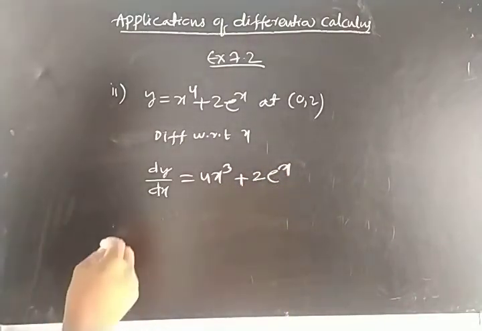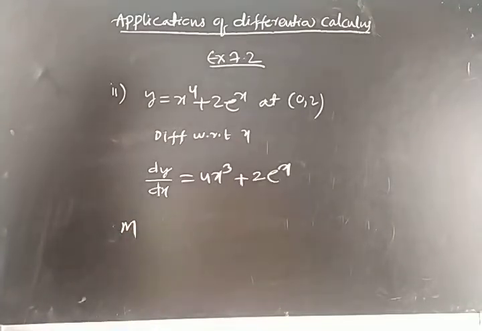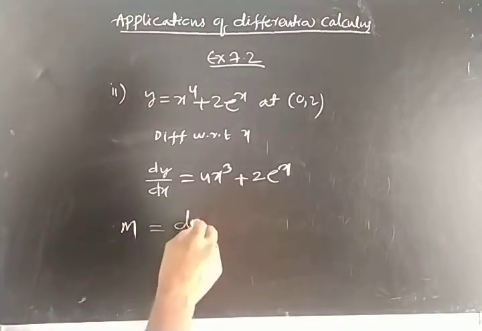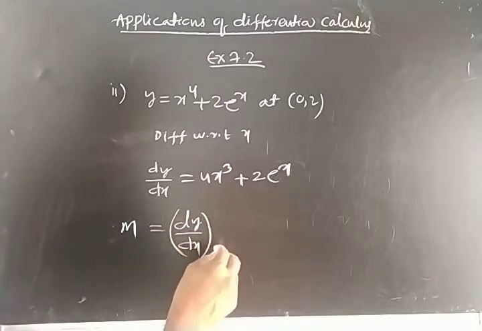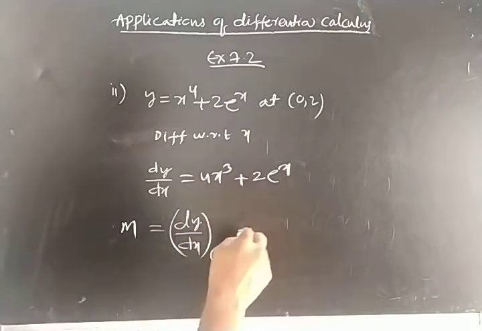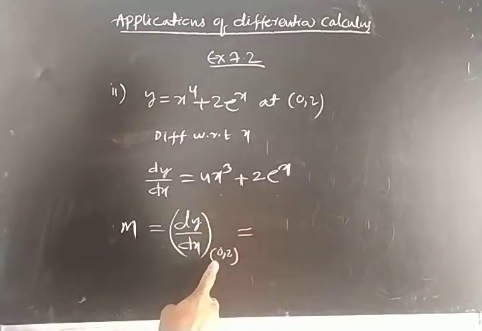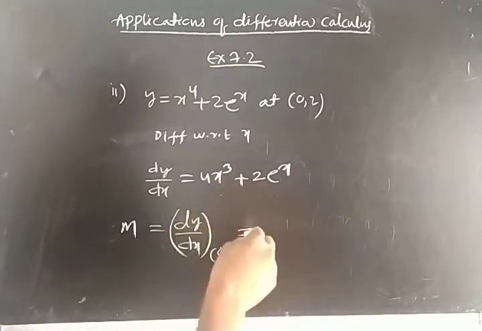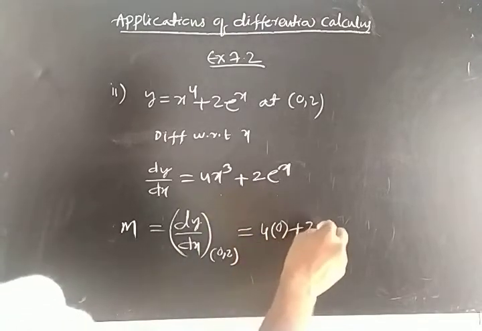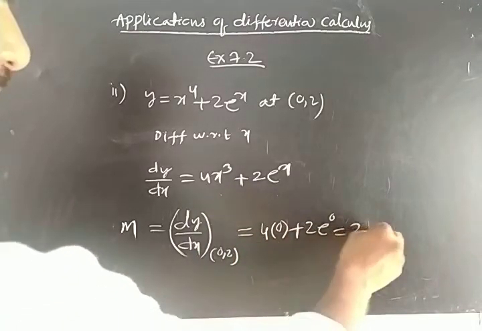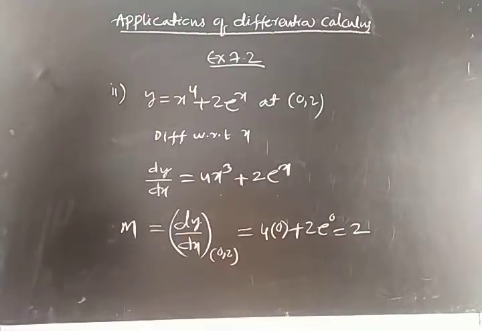To get the slope, I am substituting the point, m equal to dy by dx at (0, 2). Here we have only x, so we have to substitute 0. By substituting 0 here, 4 into 0 plus 2 into e power 0, that is 2. Slope is 2. So we got the slope.